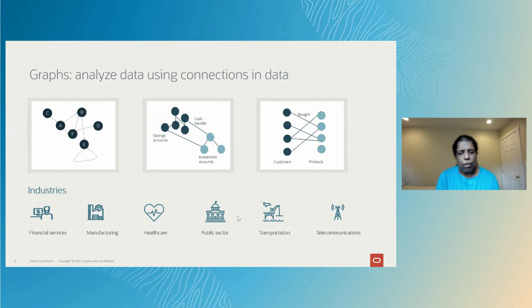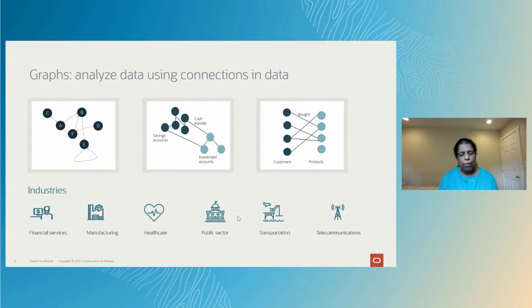So graph is a data model that helps you look at your data from the point of view of connections in your data. Almost any data set can be modeled as a graph because any data set naturally has connections between the different data entities. And we'll walk through a few examples in this session.